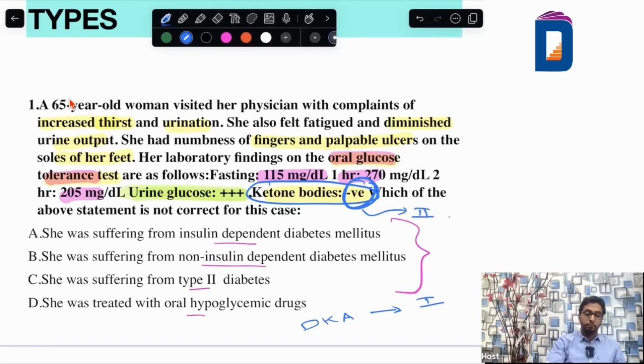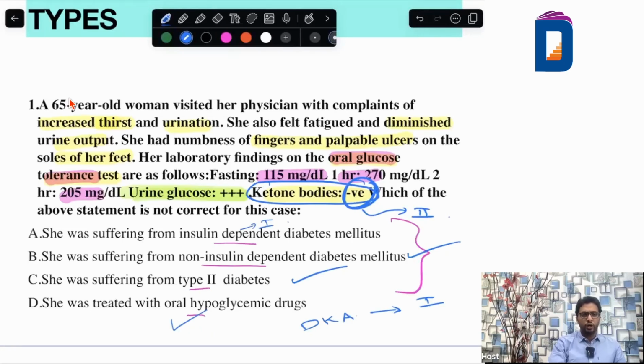She was suffering from insulin dependent. No, insulin dependence is type 1. The question is, which of the following statements is not correct? So this is not correct. Let's see the next option. She was suffering from non-insulin dependent. Exactly, she's suffering from type 2. She can be treated with oral hypoglycemics because it is type 2. In type 2, you start with oral hypoglycemics. Later on, insulin naturally goes down, so then you have to go for insulin itself. So the answer for this is A. This is how you analyze and answer the question.